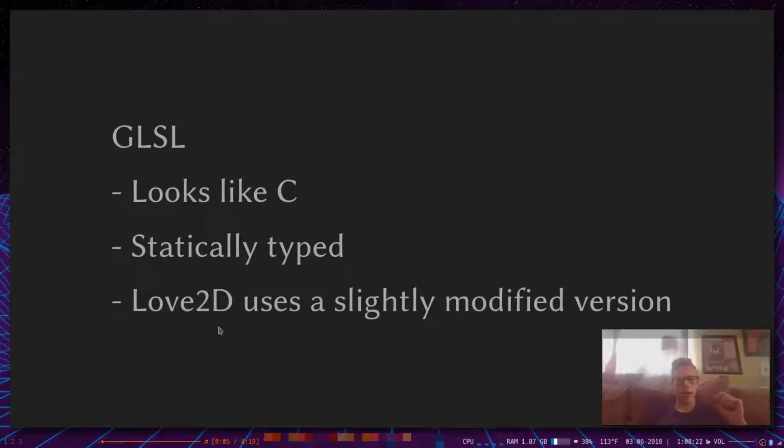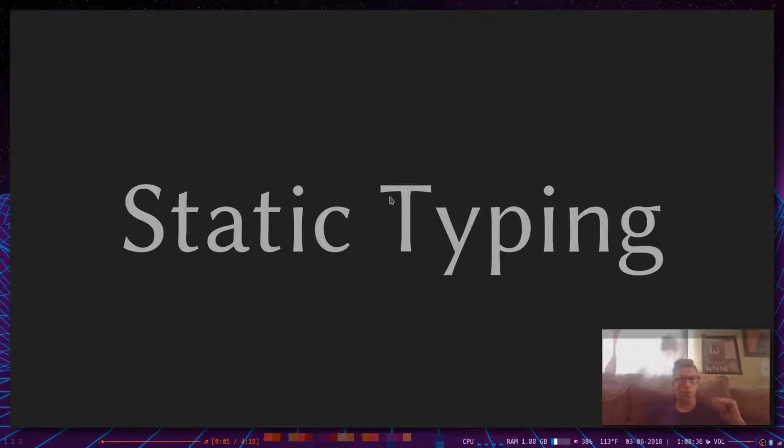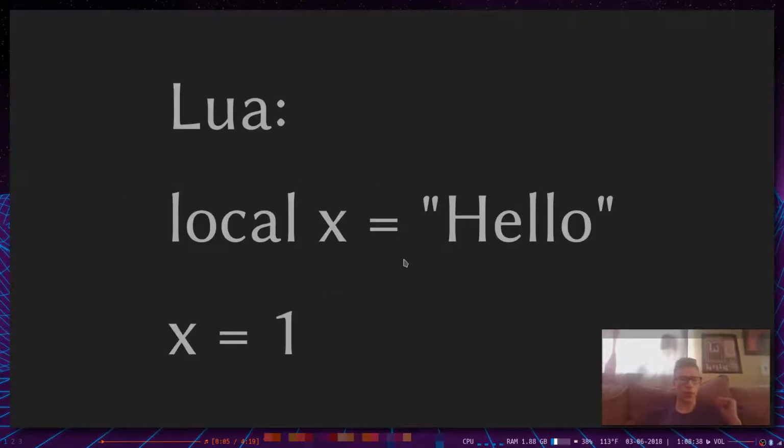Like I said, Love2D uses a slightly modified version of GLSL. It kind of changes a few things. It also adds some new types like number and stuff to make it more like Love2D and more like Lua. So let's talk about static typing real quick.